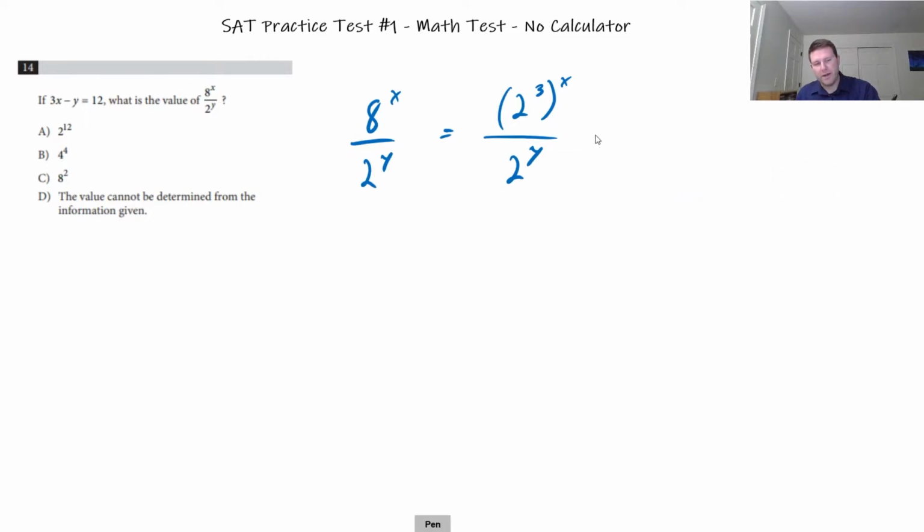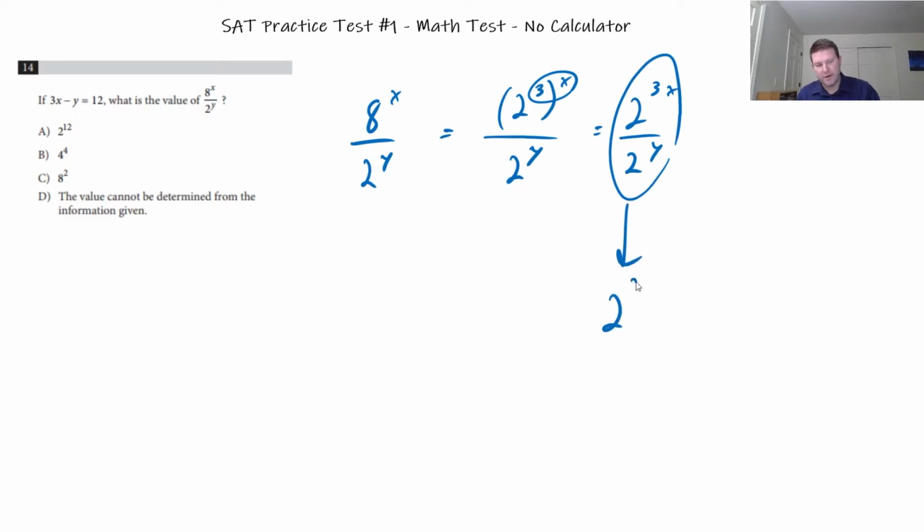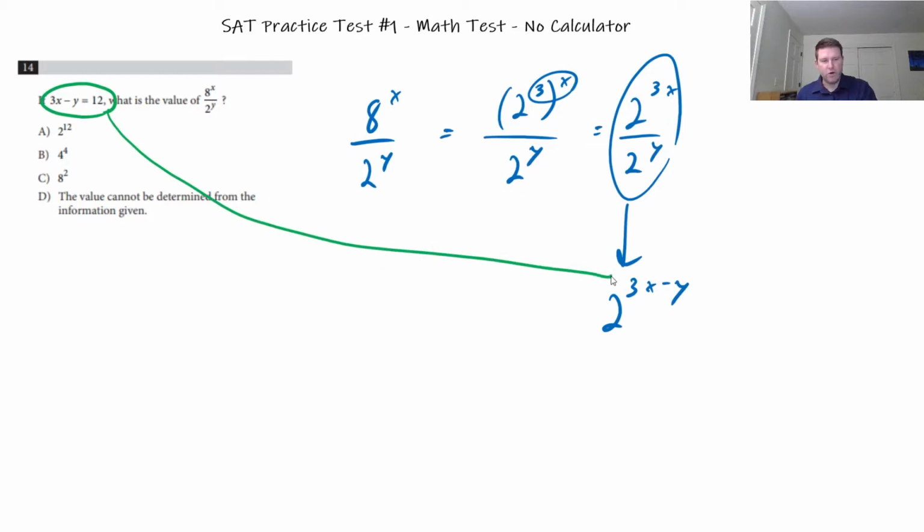You'll multiply the 3 and the x. So it's like 2 to the 3x over 2 to the y. And now that these 2's match as bases, you can divide these and subtract the exponents, and you end up with 2 to the 3x minus y. Then you look back at the problem and you're like, I guess that's why they gave us this. So take the 12 and plug it in for the 3x minus y, and you end up just getting 2 to the 12. So A, not so bad, right?